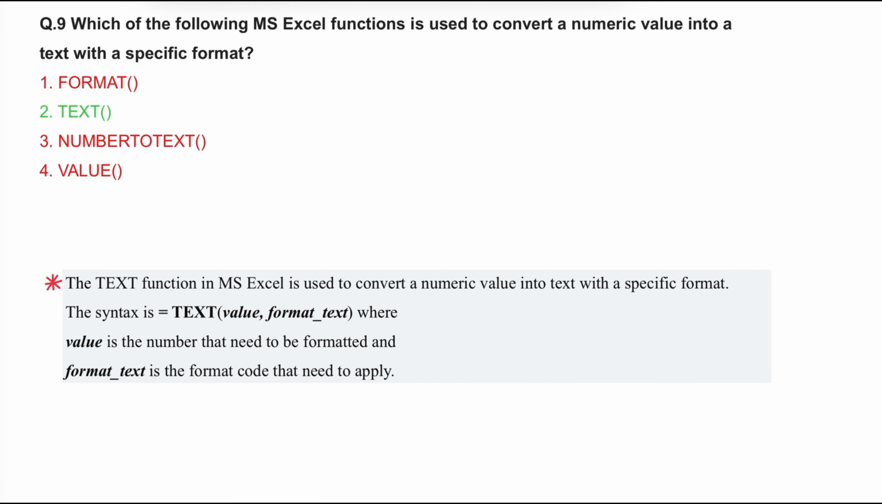Question number 9. Which of the following MS Excel functions is used to convert a numeric value into a text with a specific format? The correct answer is option 2, TEXT. The TEXT function in MS Excel is used to convert a numeric value into text with a specified format. The syntax is TEXT(value, format_text), where value is the number that needs to be formatted and format_text is the format code that needs to be applied.